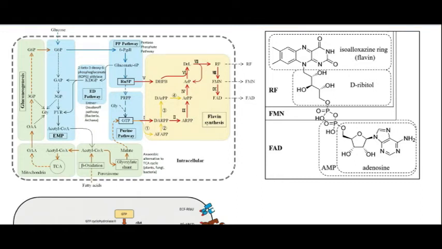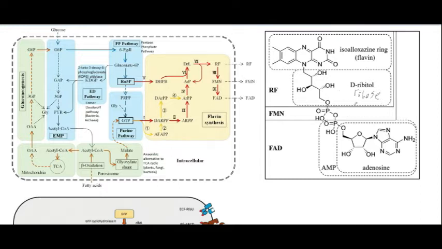Alright, in this video I'm going to talk about the biosynthesis of this flavin molecule, riboflavin, otherwise known as vitamin B2. Riboflavin is made up of this isoalloxazine ring and D-ribitol, which comes from ribose, which is the sugar used in DNA.